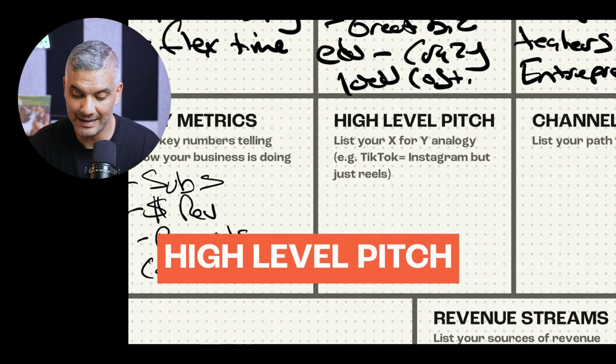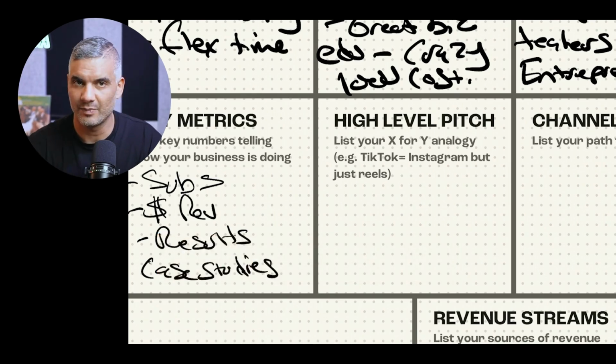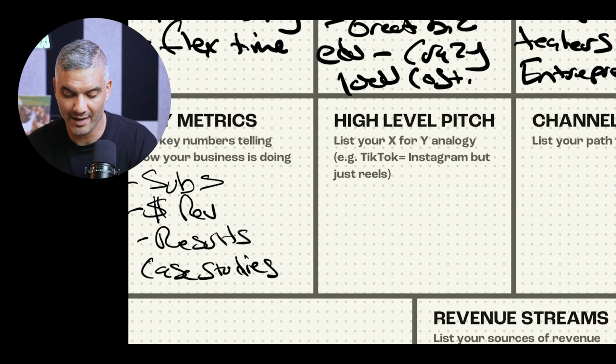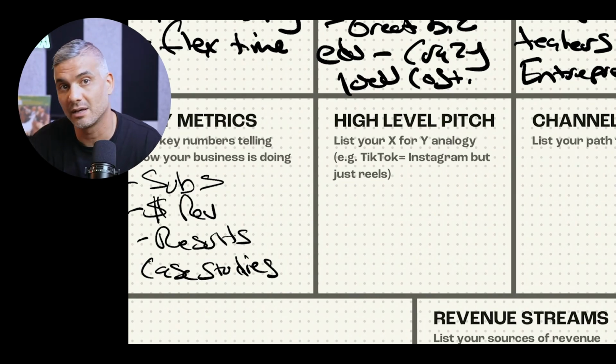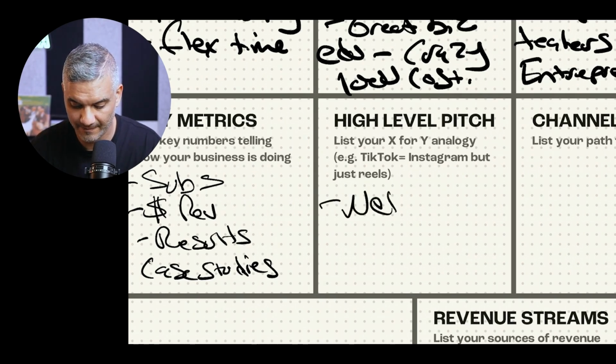Okay. High level pitch. We're almost done, guys. Pretty simple so far, right? High level pitch, right? What's your one line, your elevator pitch? If somebody says, tell me about your business, what do you do, right? You want to concisely describe what you do. An example here is X for Y analogy. So what's TikTok? It's Instagram, but just Reels, right? That's what TikTok is. So for us, the $100 MBA is Netflix, right?